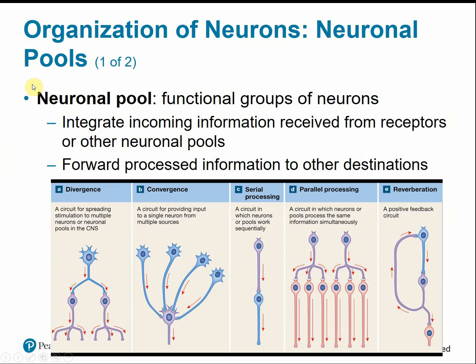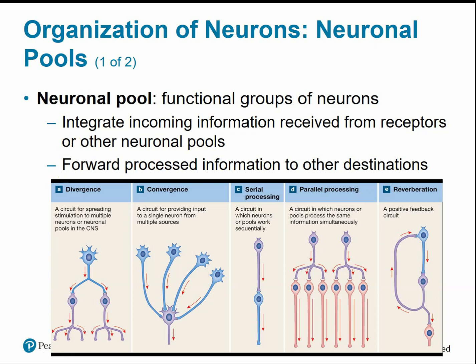Looking at how these neurons are organized, they're organized in what's called a neuronal pool. So we have functional groups of neurons, groups of neurons working together for a common shared goal. They integrate incoming information perceived from the receptors or other groups of neurons, other neuronal pools. And then they forward that information on to its final destination or wherever it needs to go from there.